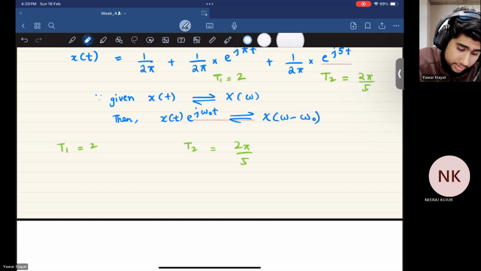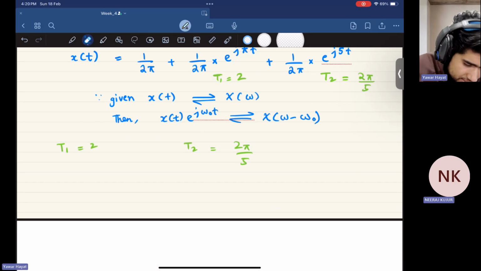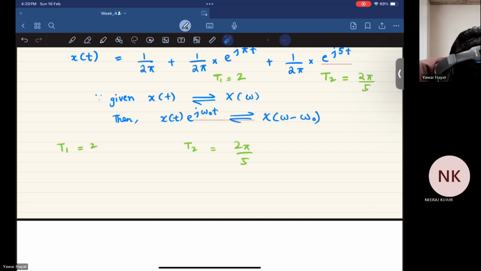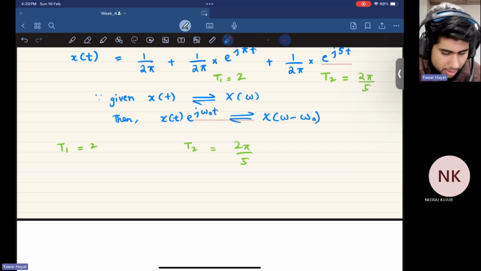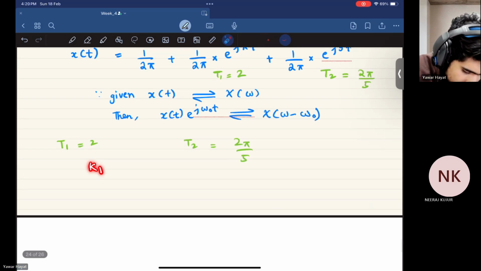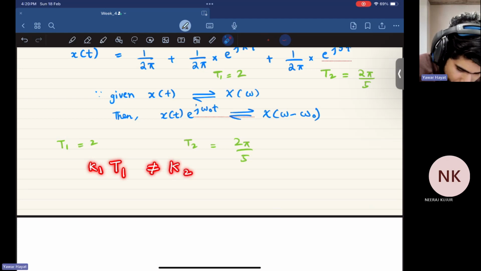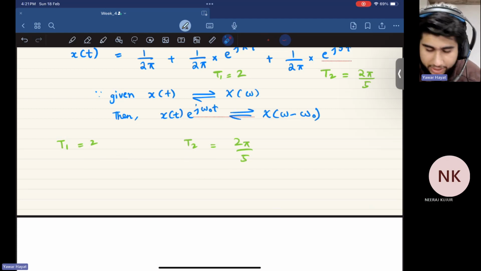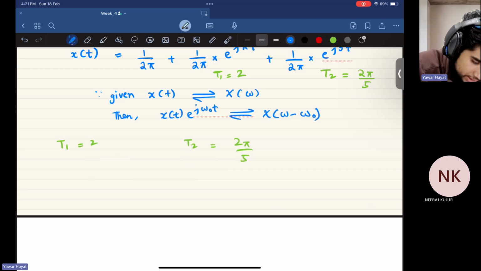Why? Sir, the ratio of the two time periods is an irrational number. Yeah, but it is aperiodic. Exactly, because no matter, suppose I take multiples of this one, any multiple, say k1 times this time period t1, I won't be able to find k2 times t2 such that this equality will hold if k1 and k2 are integers. That is essentially what you said.